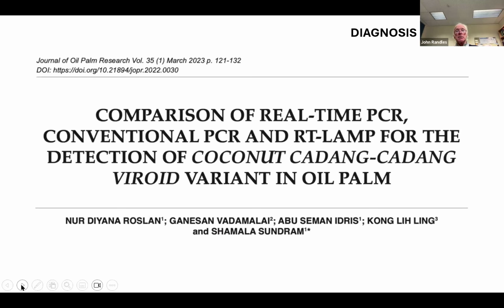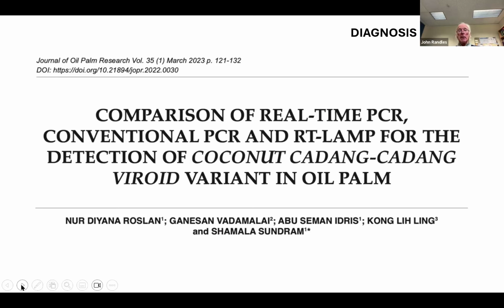Next slide is just to mention the work that's currently being done. Most of the work left Adelaide with Ganasan Vadamalai, who did his PhD with me, and he's now at University Putra, Malaysia. And you can see his colleagues who are spread between University Putra, UPM, and the MPOB, the Malaysian Palm Oil Board, which is involved in producing and cloning oil palm for distribution and improvement of oil palm.